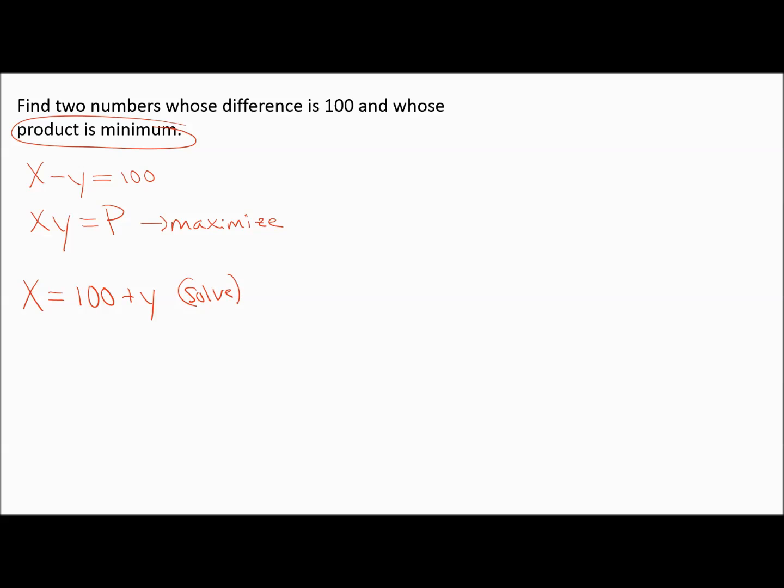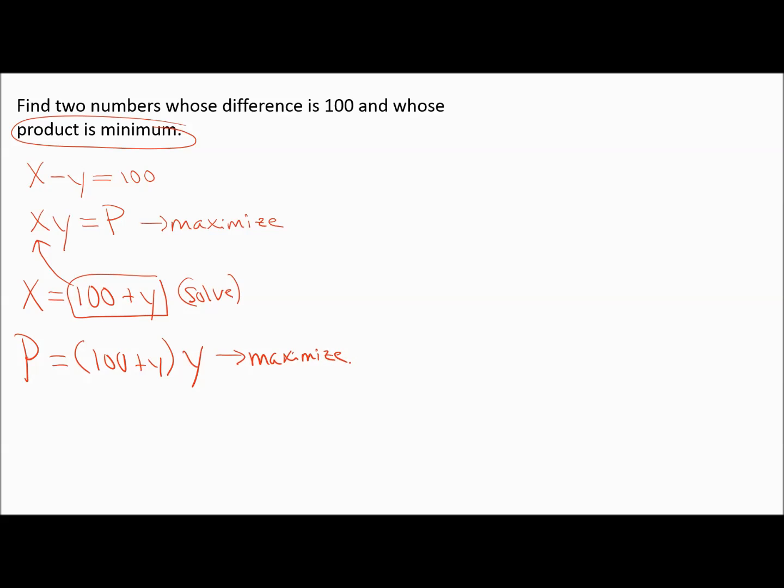Now we're going to substitute. So I'm going to take 100 plus y and plug it in for that x right there. So I'm going to put my P on the other side because it makes me feel better. So P is equal to, remove the x and replace it with 100 plus y times the y that's already part of the product. And again, this is your maximize equation. So that step was a substitution step, and now we have our equation.